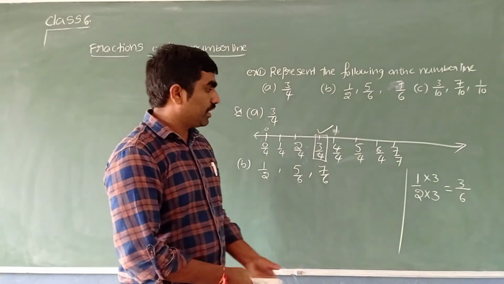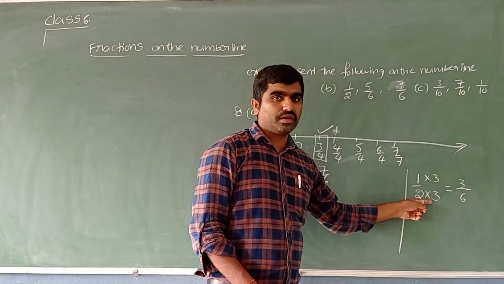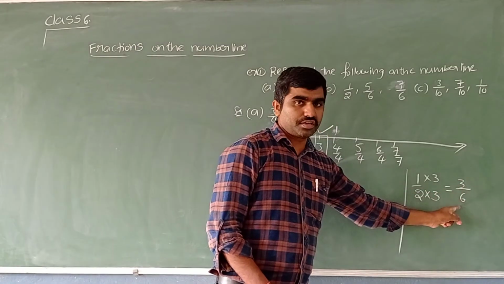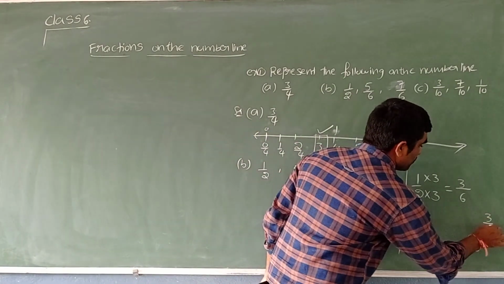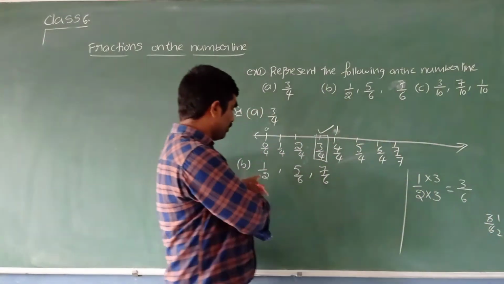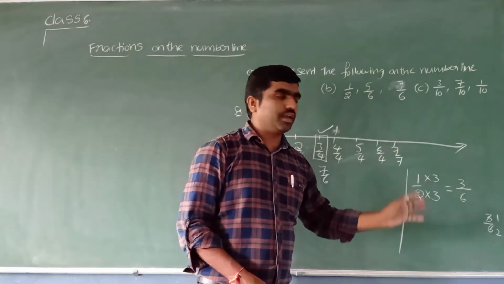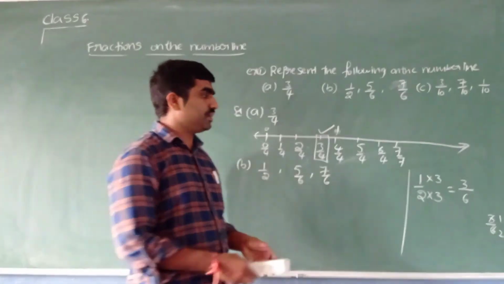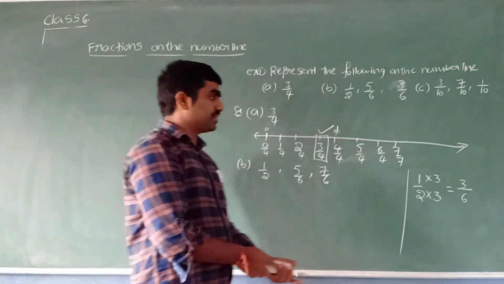Keep in mind, for any fraction, by multiplying both numerator and denominator with any non-zero number, there is no change in the result. If you want, you can see better here. What we got here? 3 by 6. 3 1s are 3, 3 2s are 6, which is 1 by 2 again. Not only by multiplying with 3, but with 7, 11, any non-zero number except 0, the result does not change. Not only multiplication, you can divide with any natural number which gives the same result.